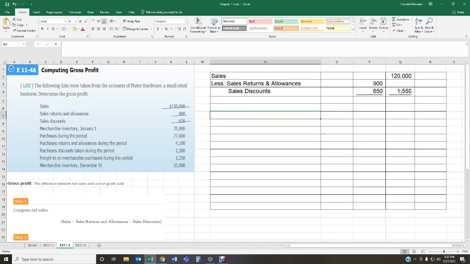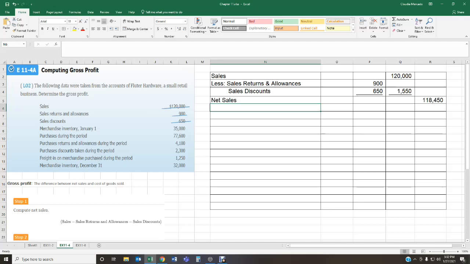Okay. So now I can calculate my net sales. Okay. Net sales. Your net sales is going to be your sales minus your total sales returns and allowances and sales discounts, which is the $1,550, and that gives me $118,450. Remember, your net sales equals your sales minus your returns and allowances minus your sales discounts. So this is your sales. This is the total sales returns and allowances, and sales discounts.